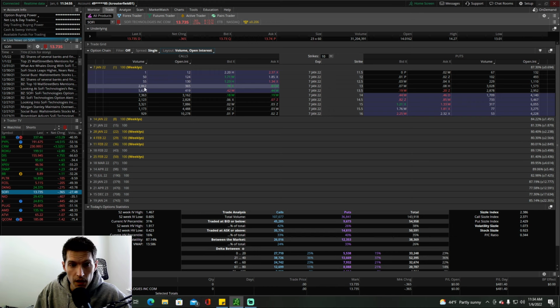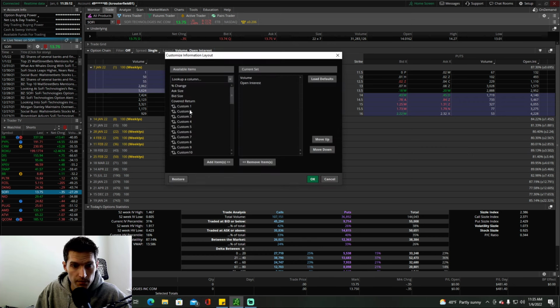And I also like to look at volume and open interest, because when you're trading an option, I will always gravitate towards options with a good amount of volume to ensure that when I want to close the option, that order can get filled quickly. You want to be trading options that other people are trading, that other people are interested in. All right, obviously we have the bid and the ask. You can also, if you want, customize this window.